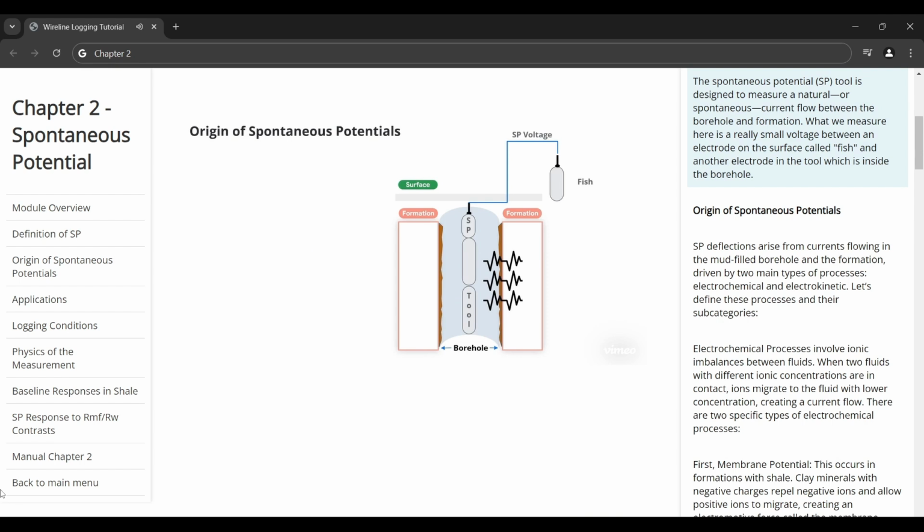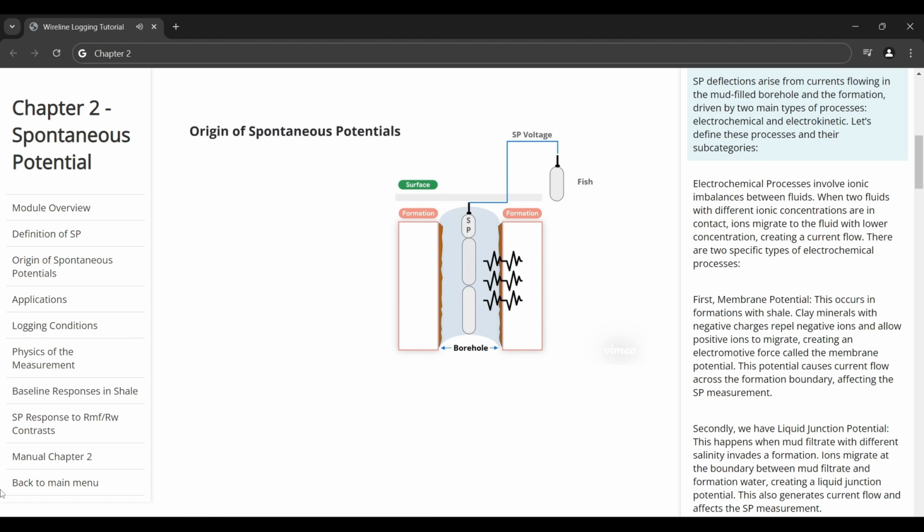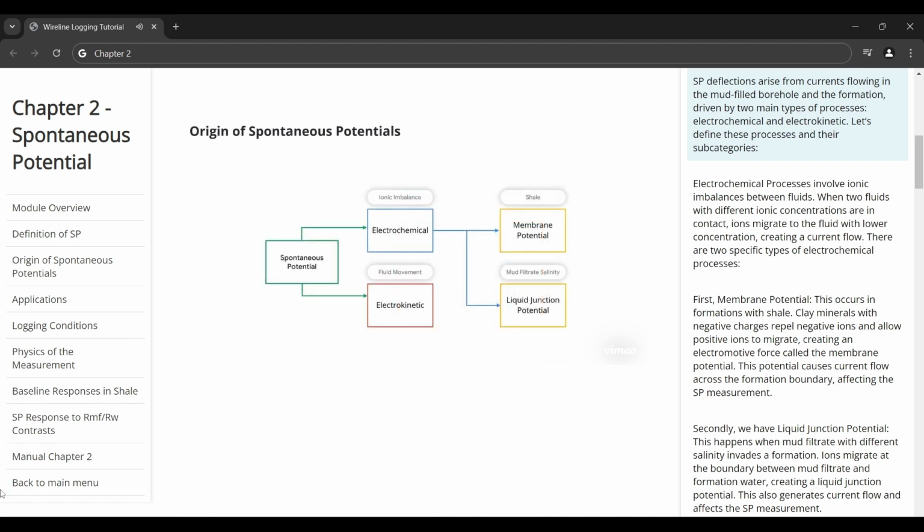Let's begin. The spontaneous potential SP tool is designed to measure a natural or spontaneous current flow between the borehole and formation. What we measure here is a really small voltage between an electrode on the surface called fish and another electrode in the tool, which is inside the borehole. SP deflections arise from currents flowing in the mud-filled borehole and formation, driven by two main types of processes, electrochemical and electrokinetic. Let's define these processes and their subcategories.